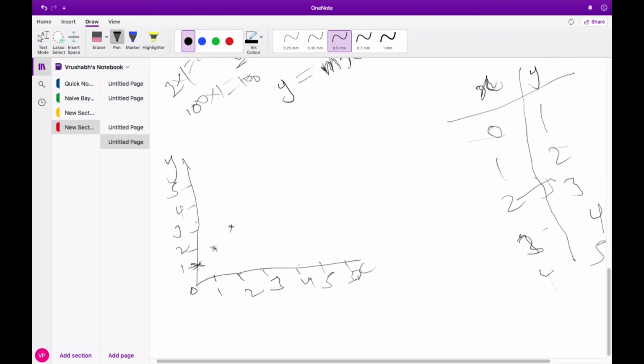And when x is 3, y is 4, so we can plot that one here. When x is 4, y is 5, so 4 and then 5, somewhere here. Okay, so we can continue like that. When x is 5, y will be 6, so we can also continue with that.